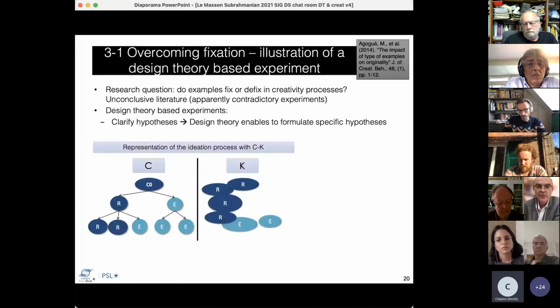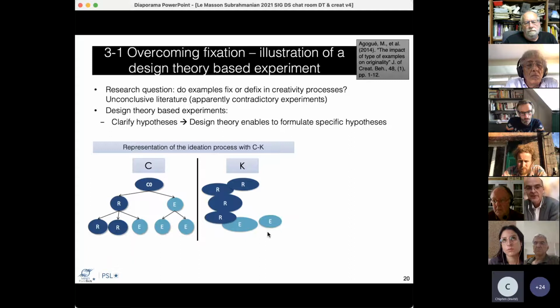What is interesting is that first, design theory helps you to formulate hypotheses. Because you could consider with CK theory that an ideator in a creativity process is a kind of CK operator. He has concepts and knowledge, he uses knowledge, and he has restrictive knowledge, marked here with R, and when he uses restrictive knowledge, he produces restrictive concepts.